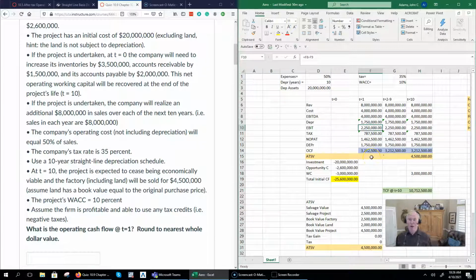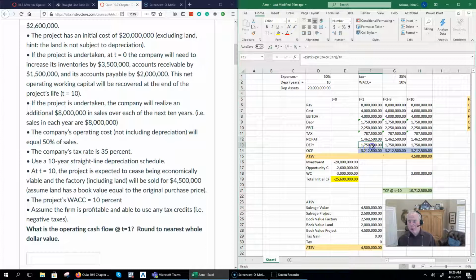Then we can calculate our EBIT. Simply EBITDA minus depreciation gives us an EBIT of $2.25 million. And then we can calculate the tax. Our tax rate's 35%, so 35% of the $2.25 million gives us this tax here. And taking the EBIT less the tax, that gives us our NOPAT, or net operating profit after tax. So $2.25 million less that $787,500 in taxes gives us a NOPAT of $1.462 million.